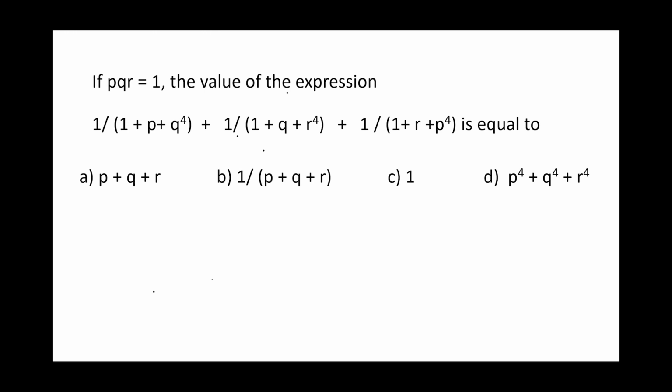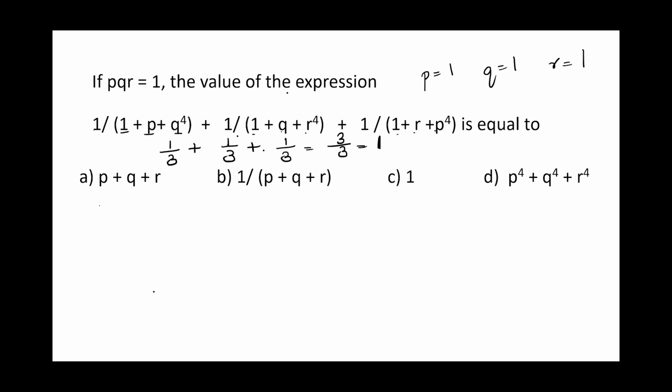If P into Q into R is 1, what is the value of the expression? The easiest way to solve this question is by substituting. The easiest value which you can substitute is what? P is 1, Q is 1 and R is 1. So just see the left hand side. 1 upon 1 plus 1 plus 1, which is 1 by 3, plus 1 upon 1 plus 1 plus 1, 1 by 3, plus 1 upon 1 plus 1 plus 1, 1 by 3, which is 3 by 3, which is equal to 1. Now straight away don't go and mark the answer as option C. You have to substitute in each option.